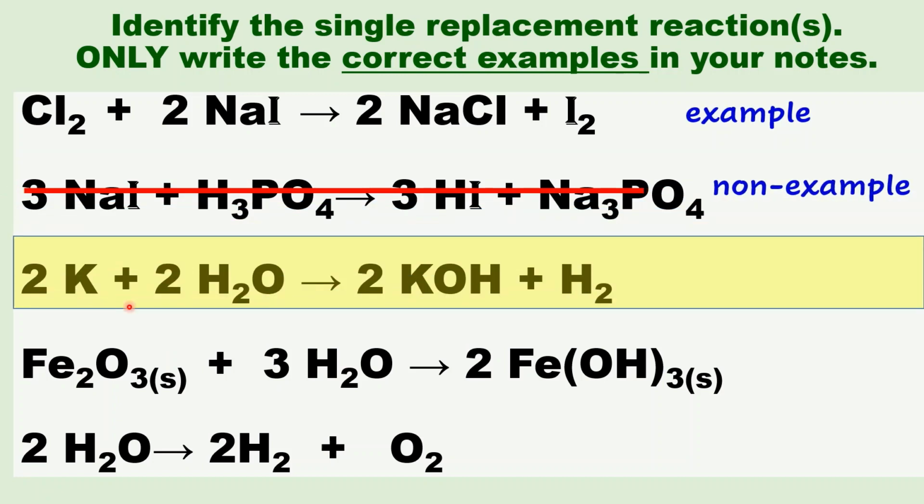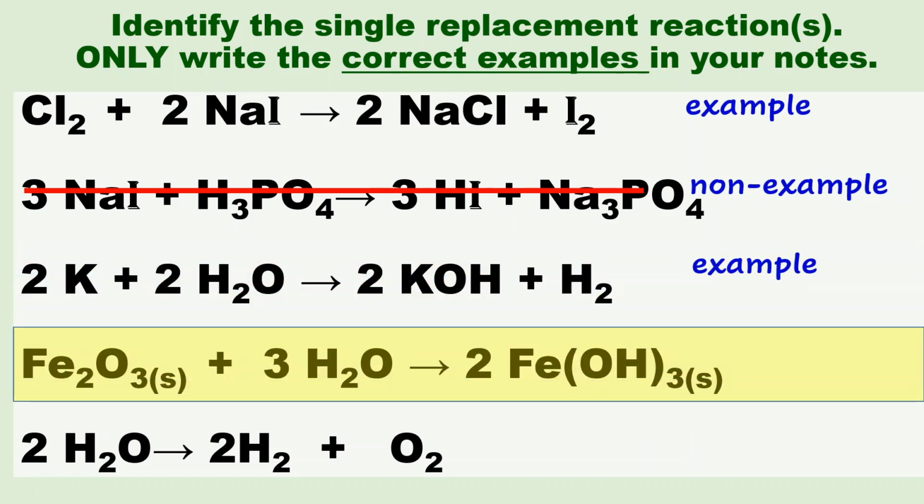The third reaction has K as a single element before the reaction, and the molecule containing only hydrogen as a single element after the reaction. This is a single replacement reaction. The fourth reaction does not have any single elements, so it cannot be single replacement. You should now recognize that one as a synthesis reaction.